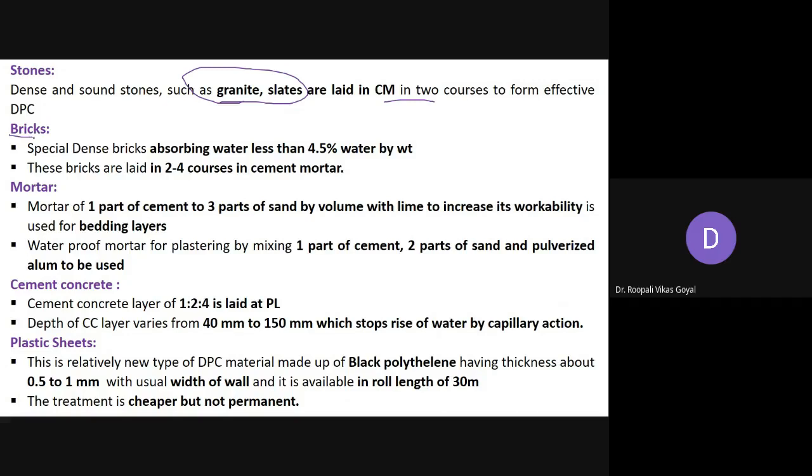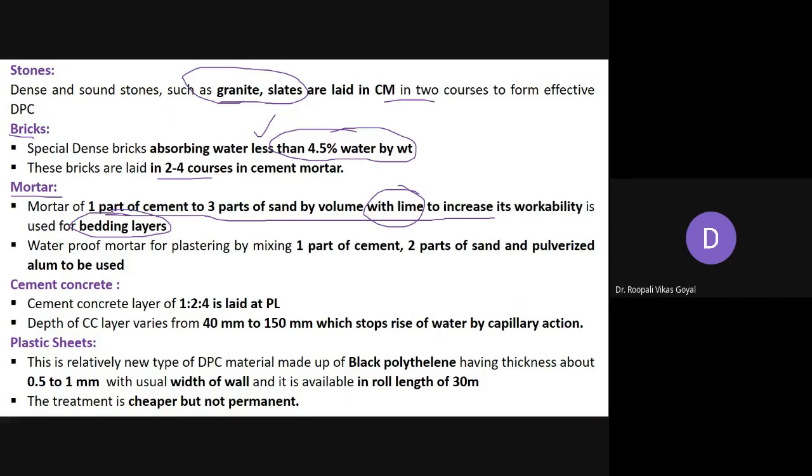So here the special dense bricks are to be used, which are having property of absorbing water less than 4.5% by weight. So this is a special type of bricks that are to be taken, and they can be laid in the course of 2 to 4 with the cement mortar to act as a DPC layer. Also this mortar that you are using, so normally if you are using it as a DPC layer, then 1 part of cement and 3 part of sand by volume with lime you have to take to increase its workability, and that can be used as a bedding layer.